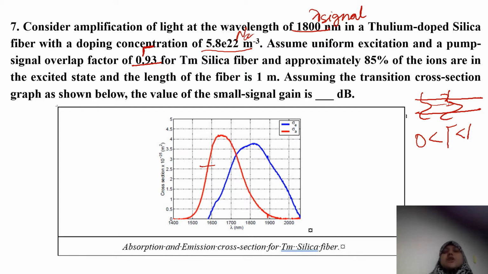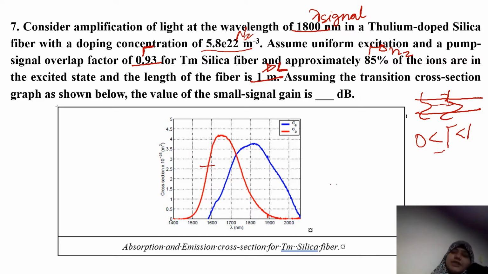85% of ions are in the excited state. So it is talking about the fraction of the ions. This is not capital N2. Okay, so a certain fraction of the ions are in the excited state, say small n2. And my length of the fiber is 1.1, that means this is L, the length of the fiber.